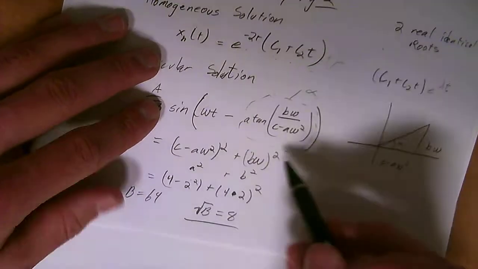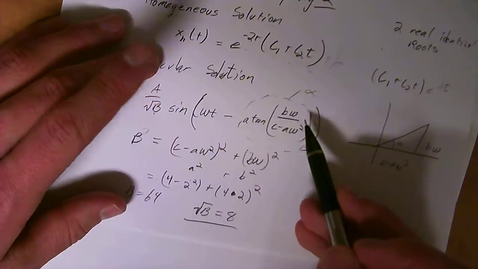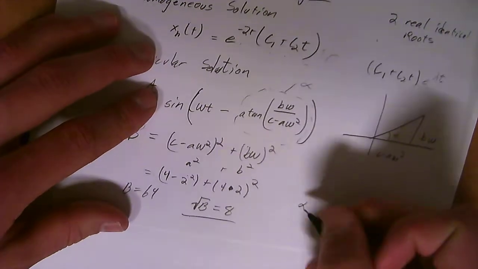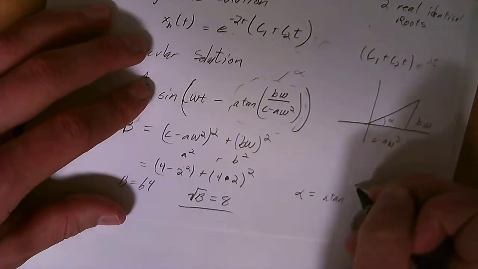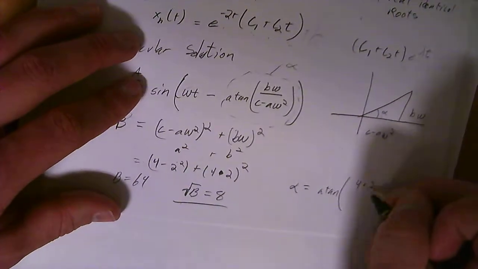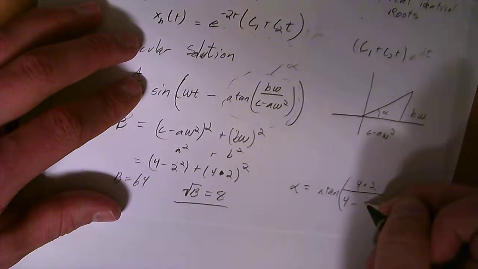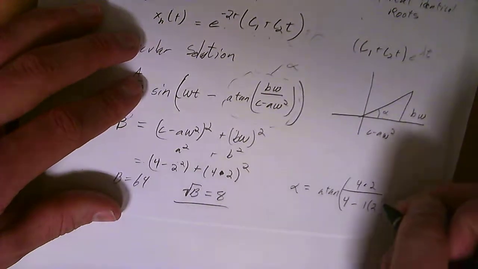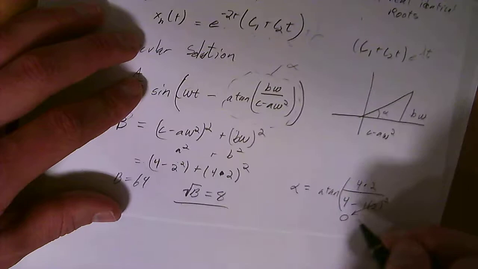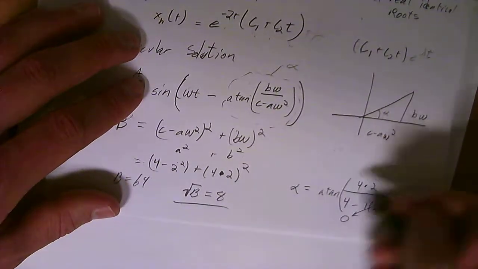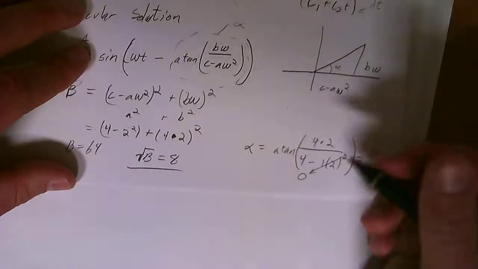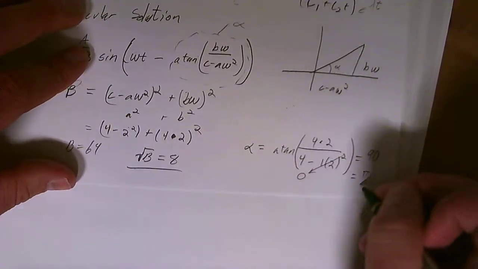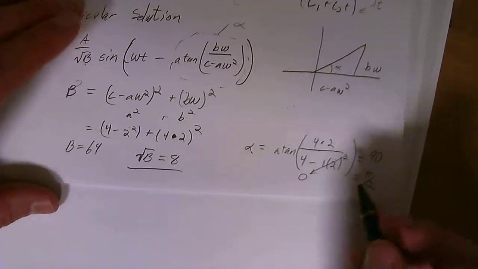Okay, so now we need to actually solve for the alpha right here, and obviously we have this equation, so I'm going to solve for alpha over here. Alpha is equal to a tan of 4 times 2 all over 4 minus 1 times 2 squared, which basically goes to 0. And if you have an a tan 2 of a number over 0, it is automatically equal to 90 degrees. But since in vibrations we always work in radians, this is going to be equal to pi over 2. So we have alpha and b.